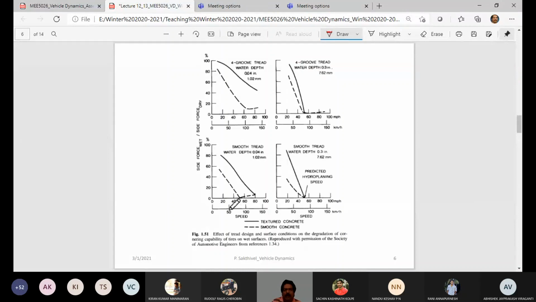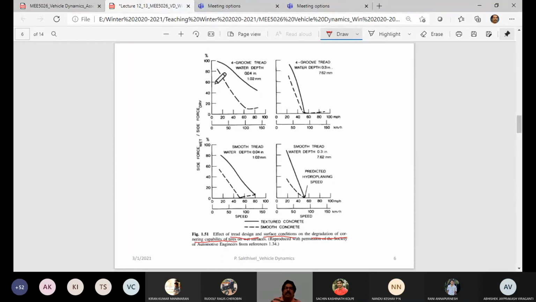Again, you look at here the design of tread and the surface condition on the degradation of cornering capability. We looked at earlier MUP in general, and cornering capability. If I do cornering, what would happen to me? So the cornering side force, that is the cornering force on a wet surface as well as a dry surface, the ratio is taken as a scale to look at it.